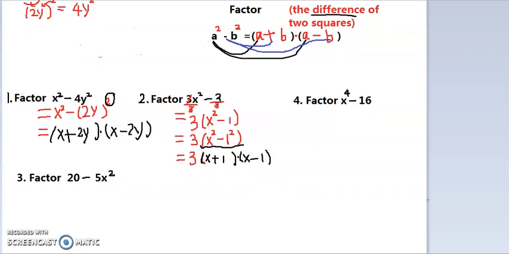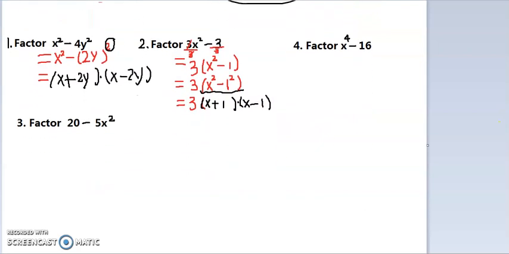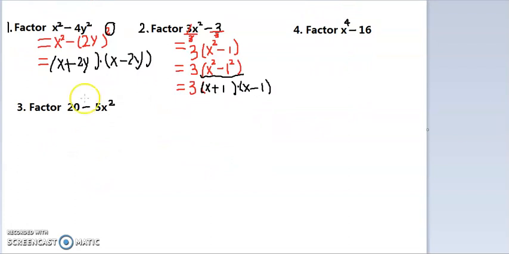The next question we're going to look at is example 3. In example 3, we do the same thing. Any factoring question, the first thing we want to try is to factor out the greatest common factor. And we notice that 5 goes into both of them. So we're going to factor out a 5. And after we factor out a 5, we know we get 4 minus x squared.